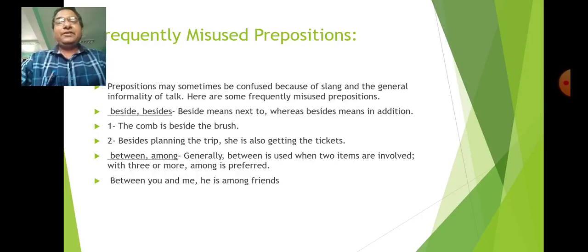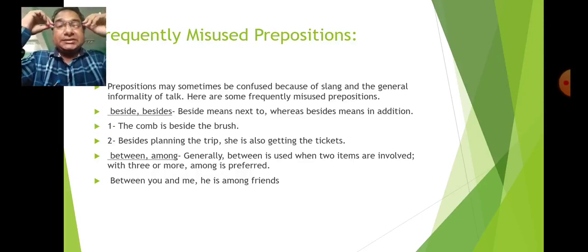Second, between, among. Generally between is used when two items are involved, where three or more, among is preferred. Three or more than two. For example, between you and me, among friends. Simple uses. You can see between is used for two people, persons or things, and among is used for more than two people, persons or things. This is the clear thing.